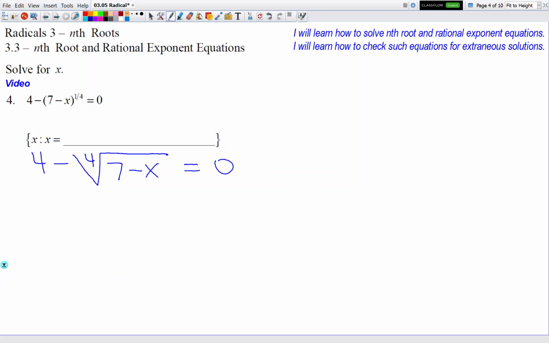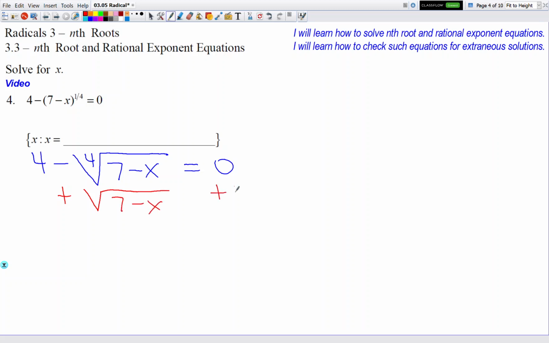Okay, so this one's going to be a little bit different, because usually my first step was to get rid of the 4, yeah? So this time, though, I'm going to move around the radical, because right now the radical is negative, and I don't like that. I don't like when my radical is negative, so I want to get rid of that negative sign. So the best way to do it is not to move the 4, because there's nothing wrong with the 4. The one thing that's wrong is this guy is a negative, so I'm going to add 4th root radical of 7 minus x to both sides.